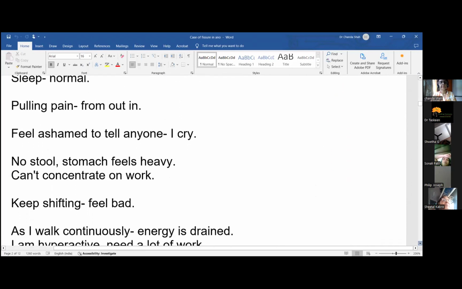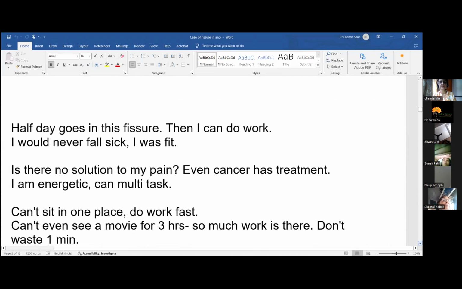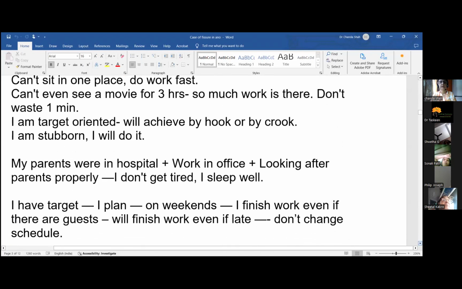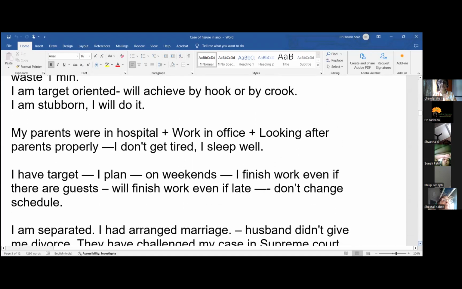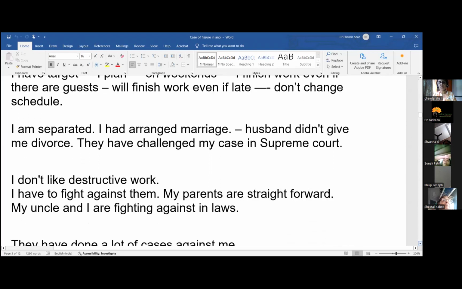Then, she handles a lot of people at work. And target oriented. She looks after her parents, plus works in office, looking after parents properly, doesn't get tired. And a lot of problems with her in-laws, no?